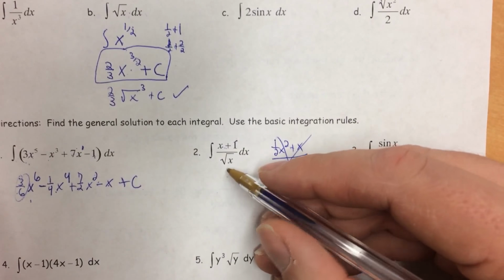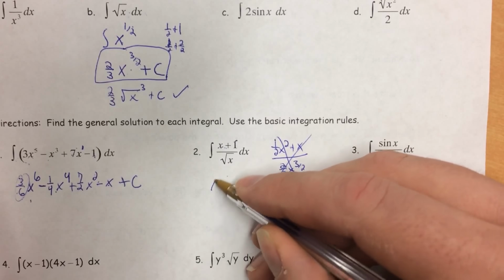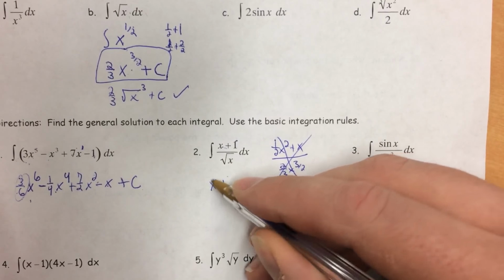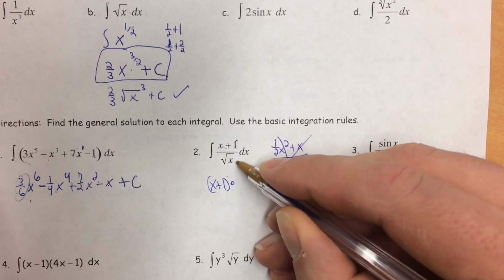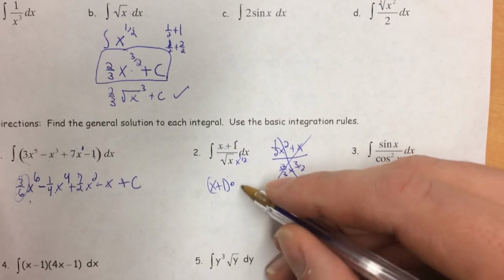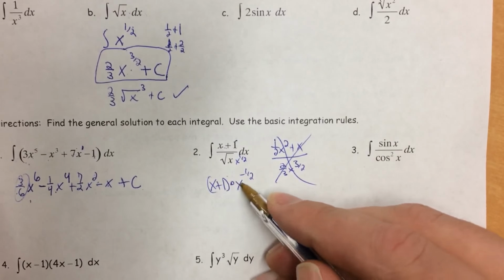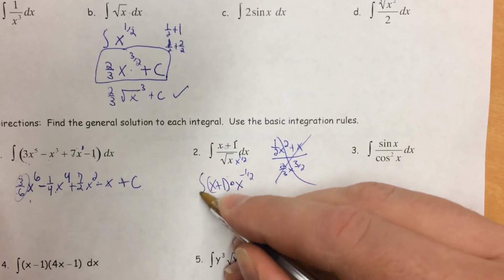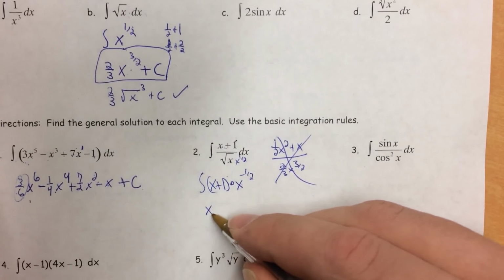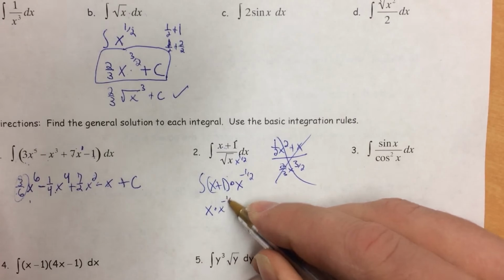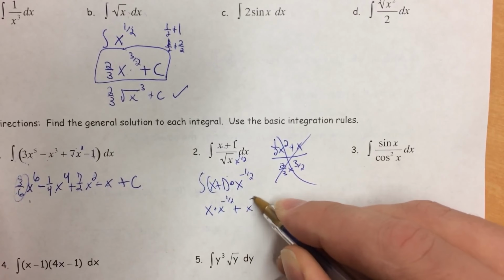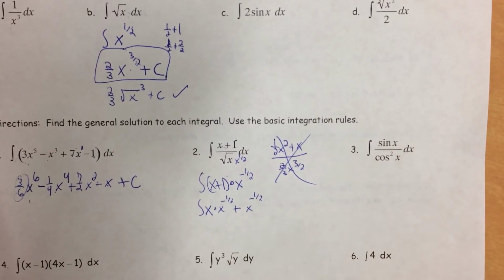A couple ways we could do this. We could say this is x plus 1 times, this is divided by x to the 1/2. We could say that's the same as times x to the -1/2. And this multiplies, this can distribute. So we get x times x to the -1/2 plus x to the -1/2. That's what we're doing the integral of.